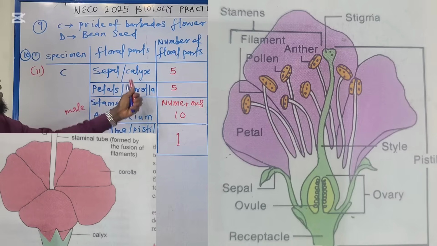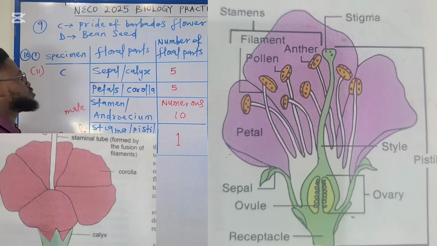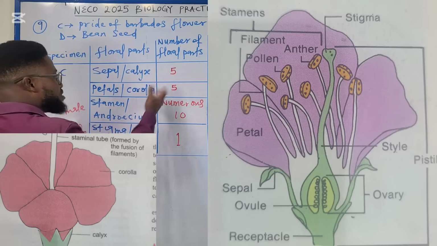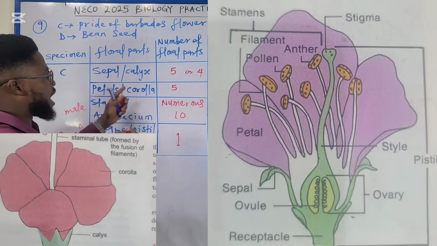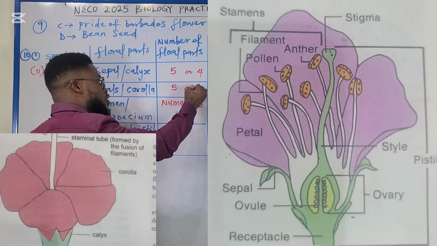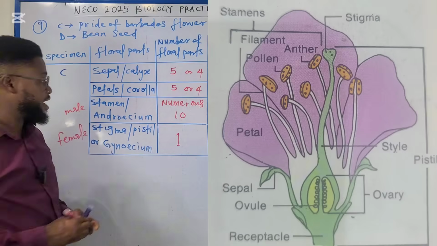So how many number? What is the number of these that we have on specimen C on that flower? It could be 5, it could be 4. Check well when you get to your center. The sepal or the calyx is usually 5 or 4, as the case may be. The petals or the corolla are usually 5 or 4, as the case may be. It depends on the flower that you are given.